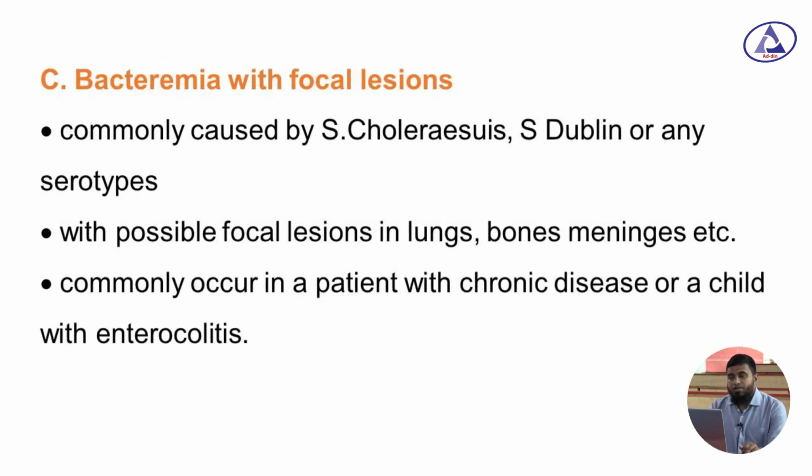Now bacteremia with focal lesion. Some species such as Salmonella choleraesuis and Salmonella Dublin cause bacteremia with focal lesions, and these focal lesions are found in the lungs, bones and meninges. It is commonly associated with patients with chronic disease or children with enterocolitis.